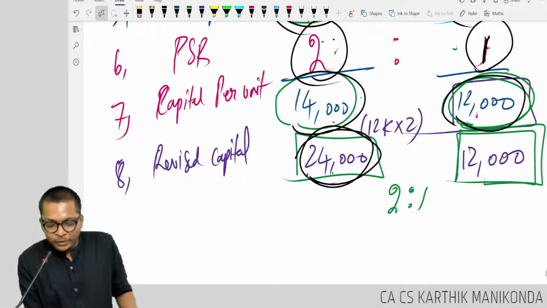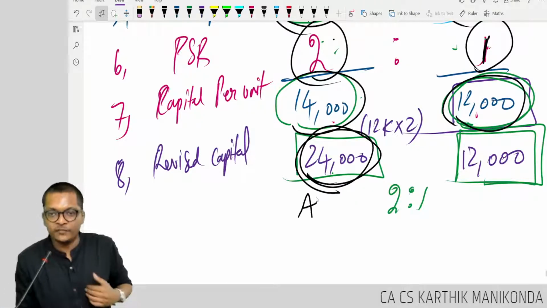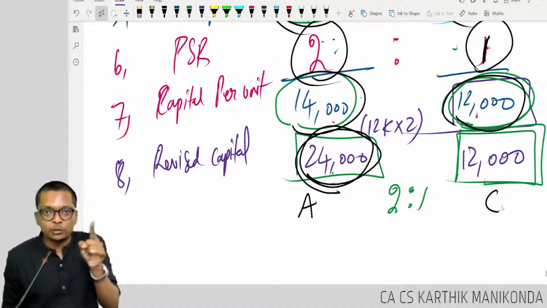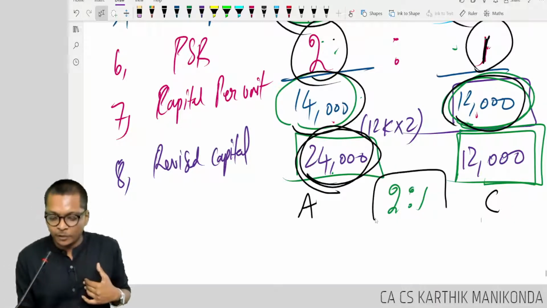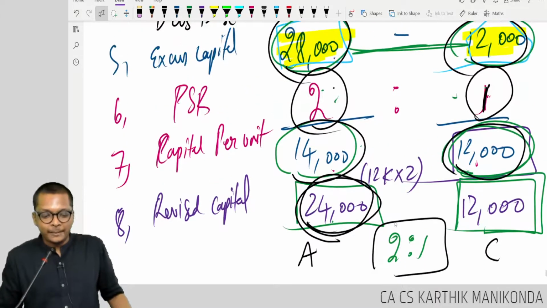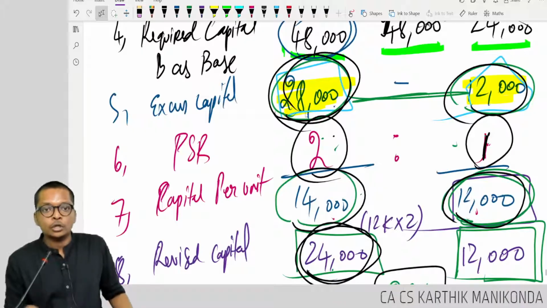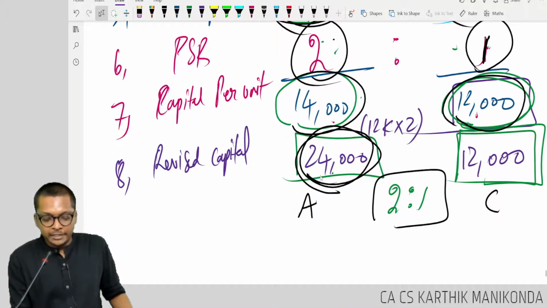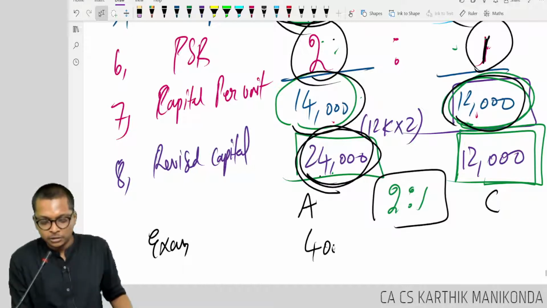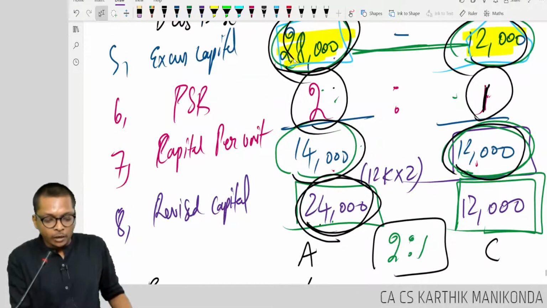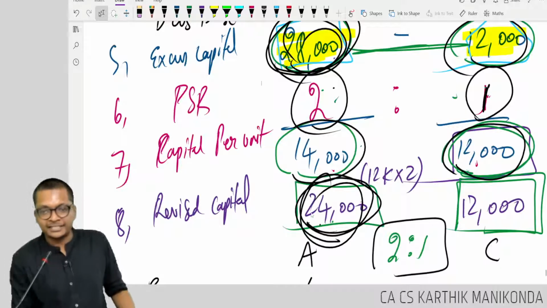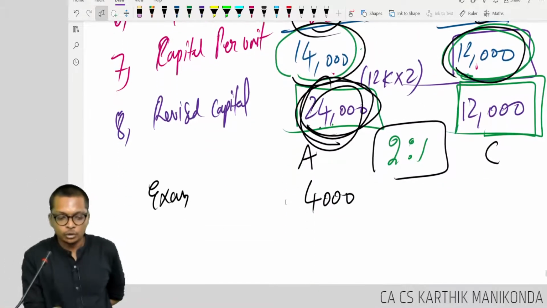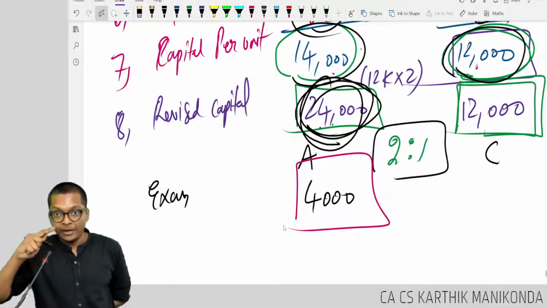I should have paid 24,000. If A paid 24,000 extra and C paid 12,000 extra, our ratio would have been 2 is to 1. But how much extra did I pay? 28 instead of 24. So again, the excess is how much? 4,000. For 28,000, versus 24, it is 4,000. So A is saying, overall I paid 4,000 more extra than you.